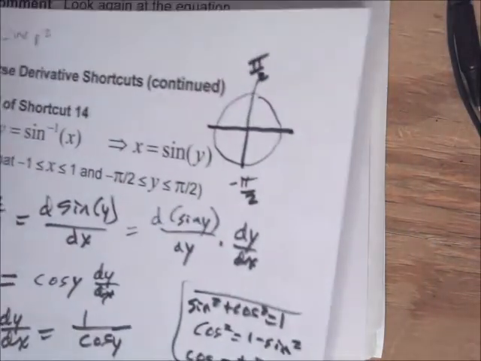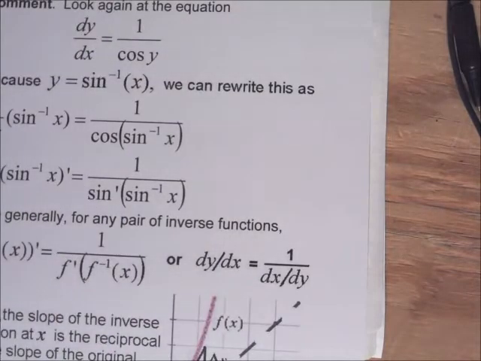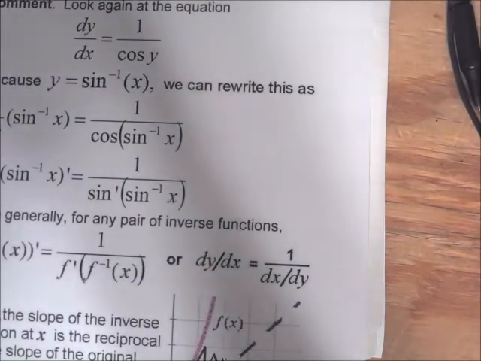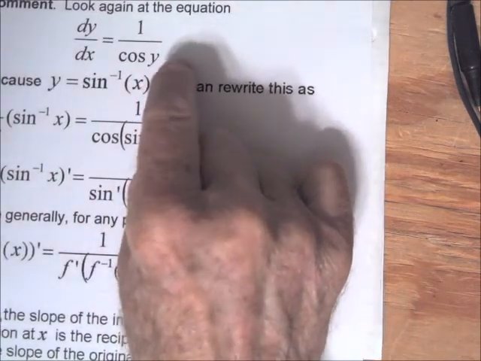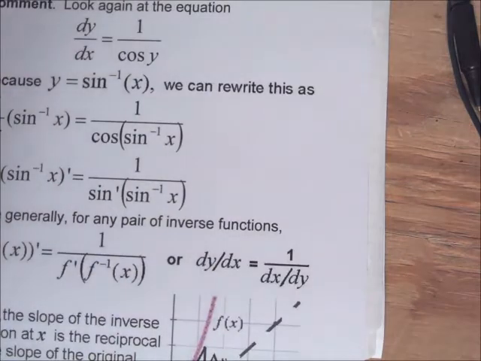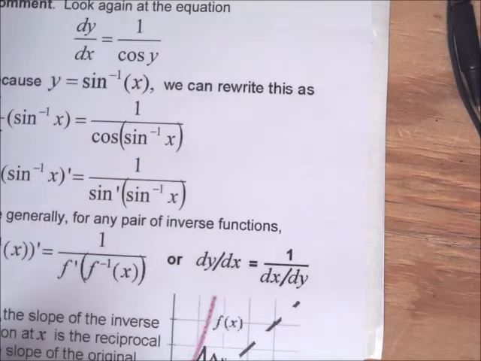So we want to generalize this process of finding the derivative of an inverse function. We had dy/dx is 1 over cosine of y, and so that means that the derivative with respect to x of sine inverse of x is 1 over cosine of sine inverse of x.